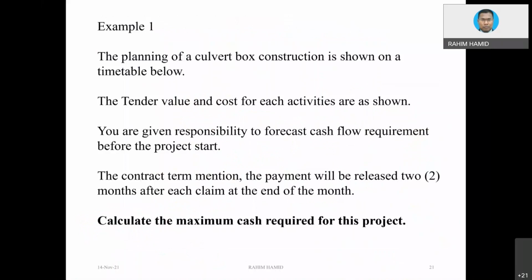A simple example first. Let's say we have one small project, a box culvert, that we are going to construct on one of the small drains. Box culvert is the name of the project. The tender value and the cost for each activity are given. In order to solve this cash flow forecasting calculation, we need two things: value and cost. Value and cost, we should be able to establish first.